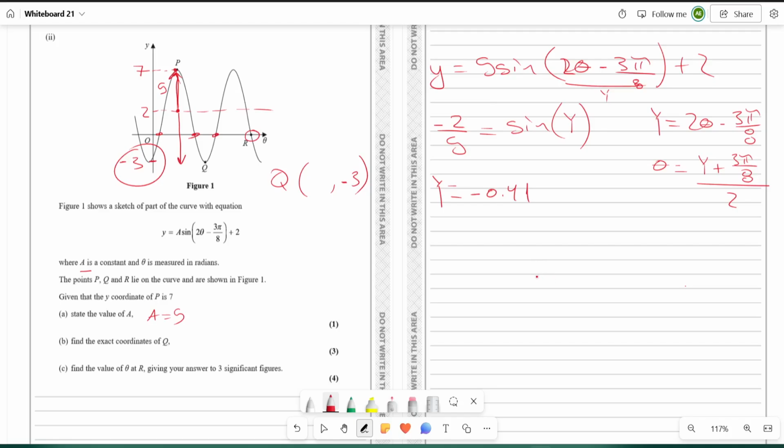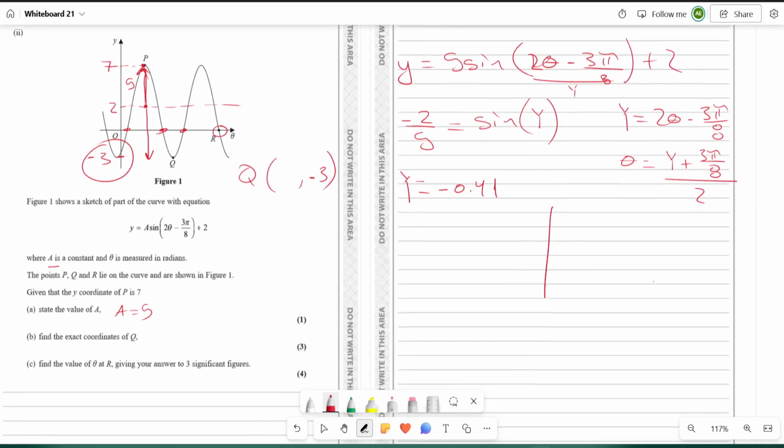Now, let me do my ASTC. My sine is negative, so sine is negative in the tangent and cosine quadrants. The first answer is minus, so clockwise 0.41. So this is the first negative answer, right? The first positive answer is going to be when I start from here and go into this angle. This is going to be this part, the first positive angle.